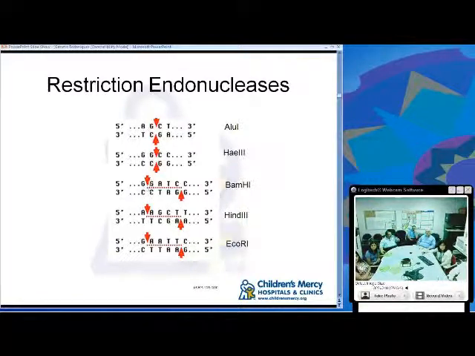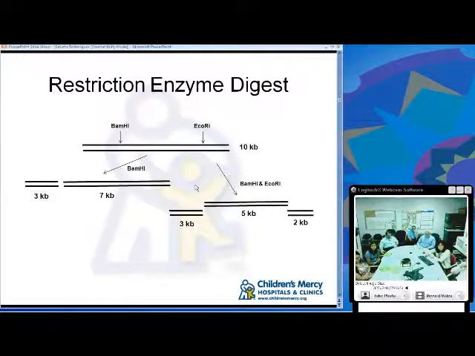And they will cut where the arrow is designated, but they recognize, BamHI will recognize the sequence GGATCC within the DNA. So these become useful tools to look for patterns of DNA sequences. So for instance, if we were going to set up a restriction enzyme digest, and we know that there is a BamHI site and EcoRI site in this particular sequence of DNA we're looking at, we can then digest that DNA.